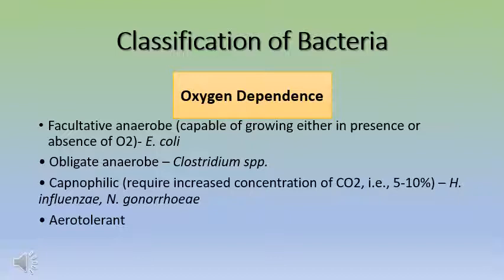Capnophilic bacteria require increased concentration of carbon dioxide. Microaerophilic and capnophilic are slightly different. Microaerophilics are those bacteria which can survive in a low amount of oxygen, and capnophilic need a special or high concentration of carbon dioxide. Like Haemophilus influenzae, Neisseria gonorrhoeae. And some are aerotolerant.